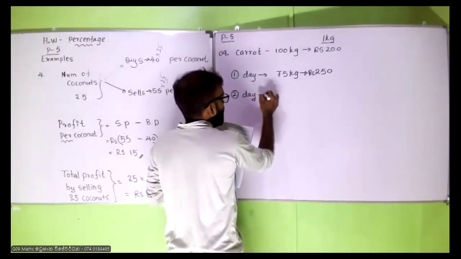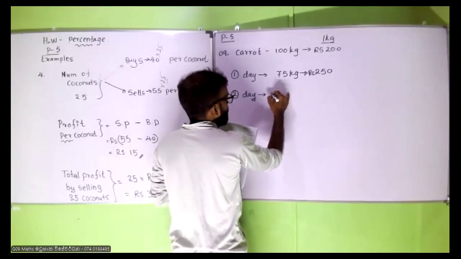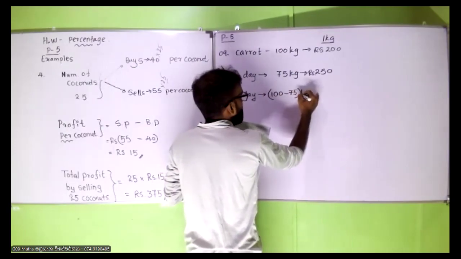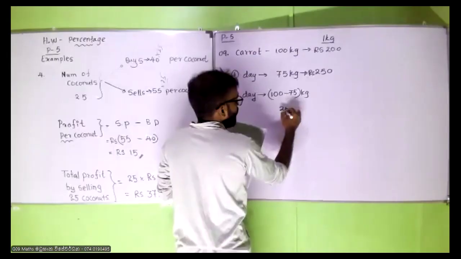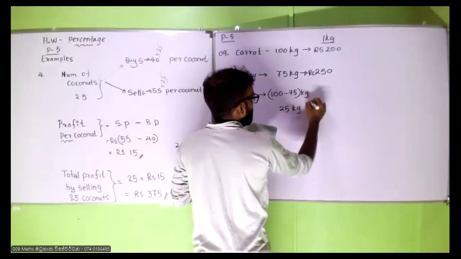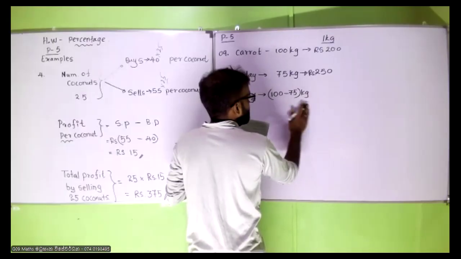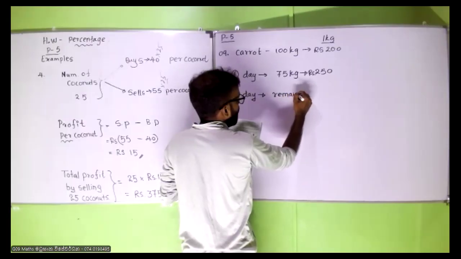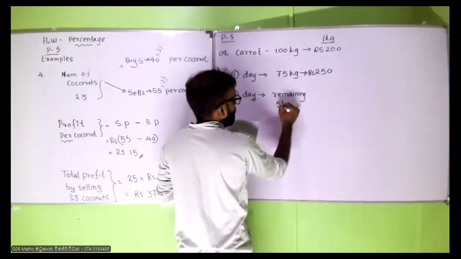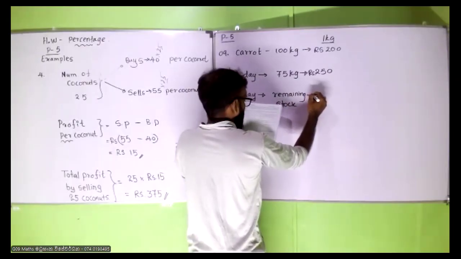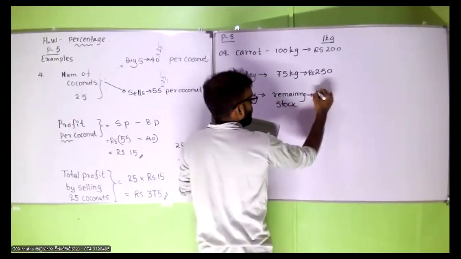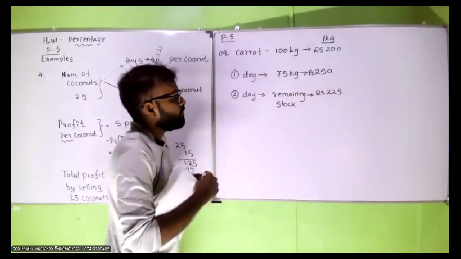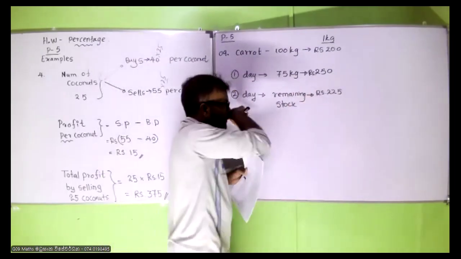So we have to find the remaining stock here. That is 100 minus 75, that means 25 kilograms. I will say this is remaining stock at the price of 225 per kilogram, 1 kilogram for 225 rupees.